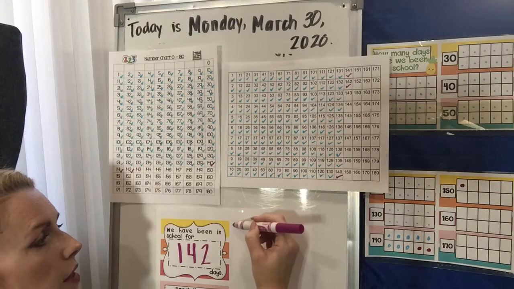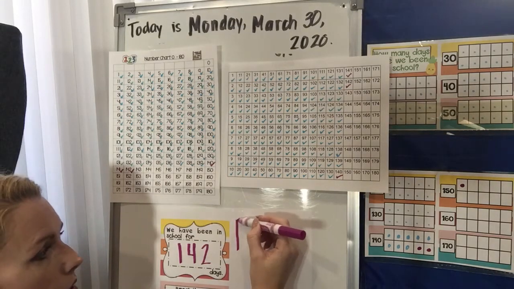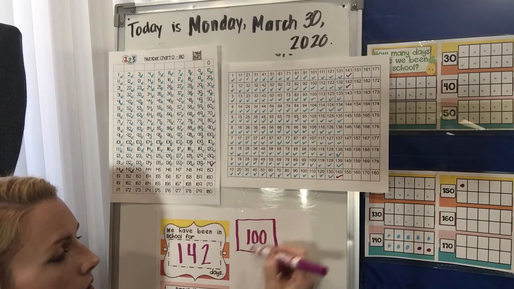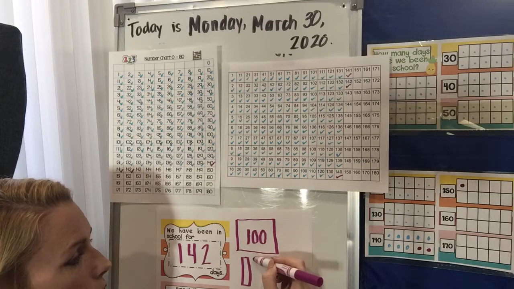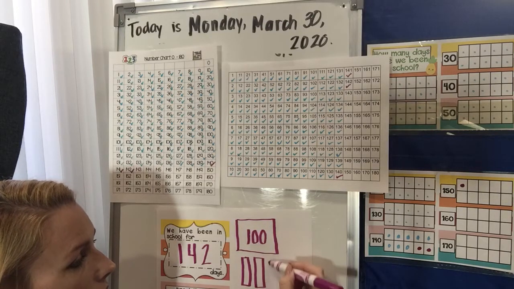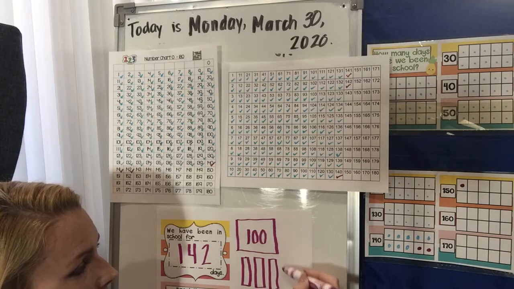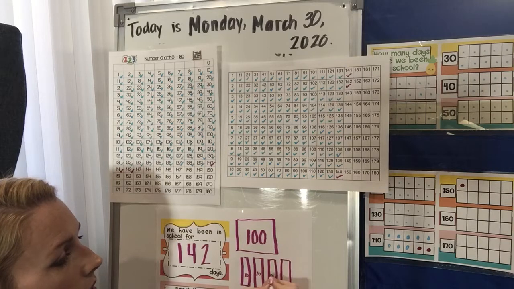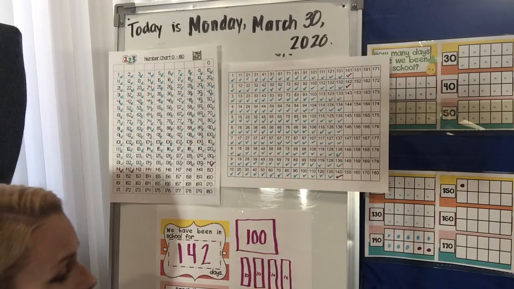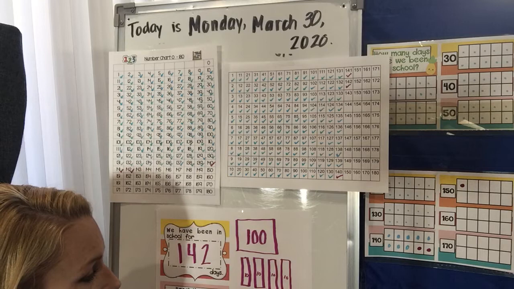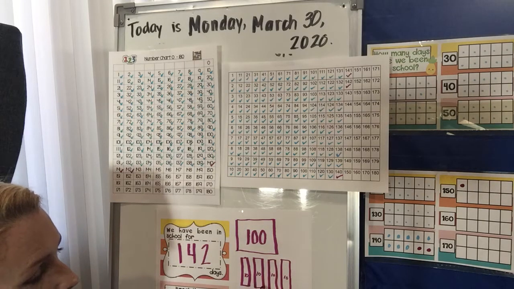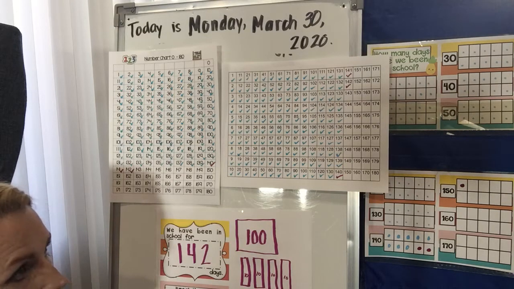So if we draw it over here, we can draw our 100 flat. We can draw 4 10 rods, making sure that we label them. So 10, 10, 10, 10, and then 2 1s. So 100, 110, 120, 130, 140, 141, 142.